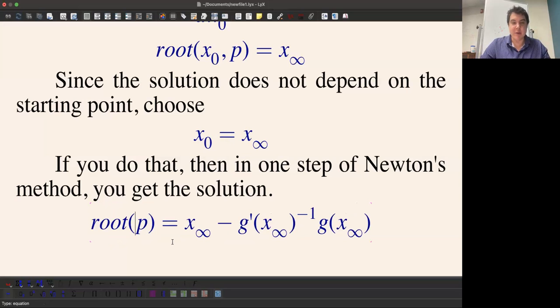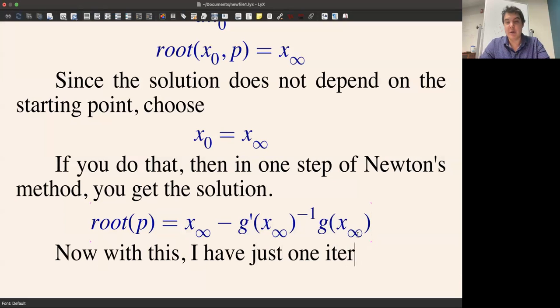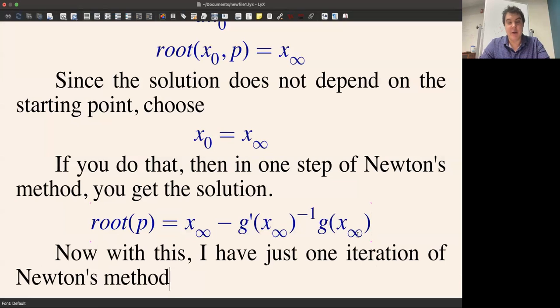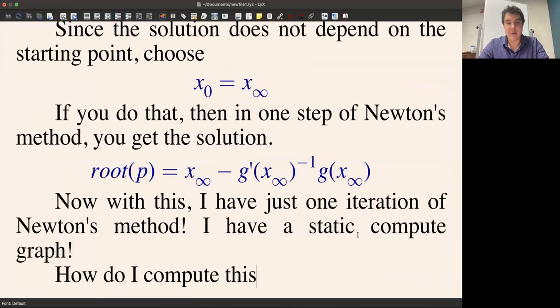So this is then just another way of writing root of p, right? The root with respect to, now I don't need to write x0 if I'm choosing x0 to be x infinity, right? This is now the function, the root of p. To compute it, you just compute this function right here, right? And so now I have just one iteration of Newton's method, right? I have a static compute graph, right?